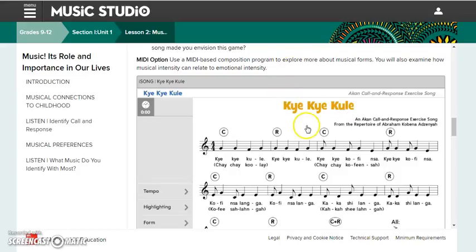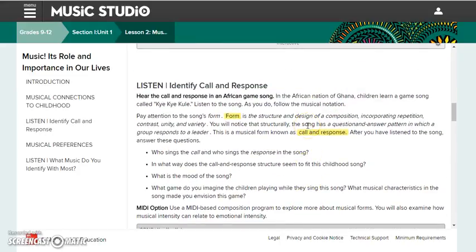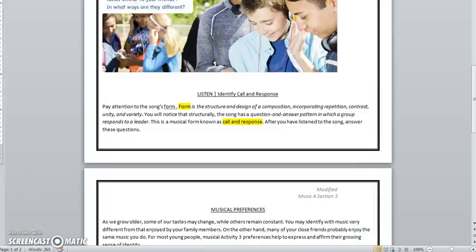And it's a really, really cute playing game song that comes from the African nation of Ghana. So go into your book now and listen to that. When you return to the video, we're going to discuss form and call and response.